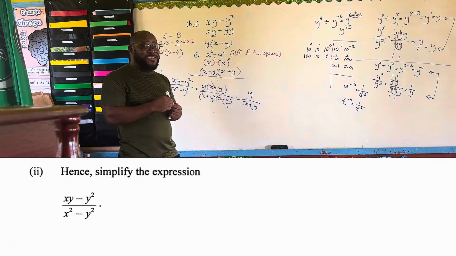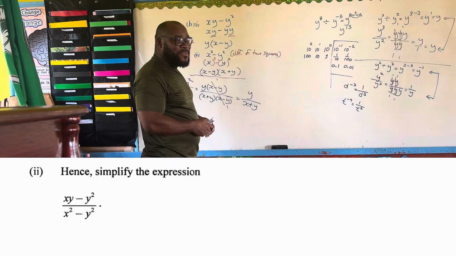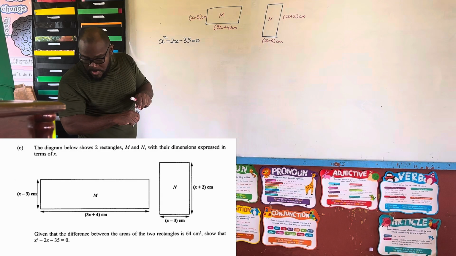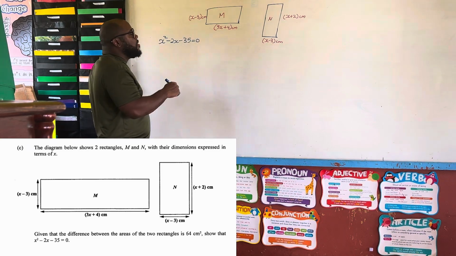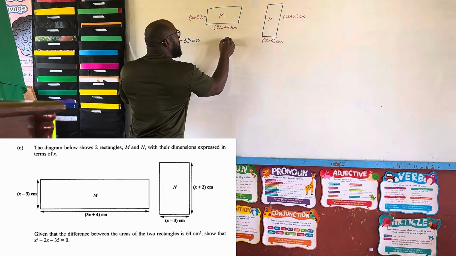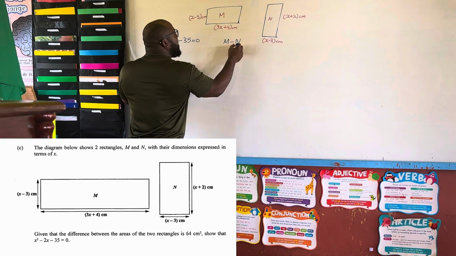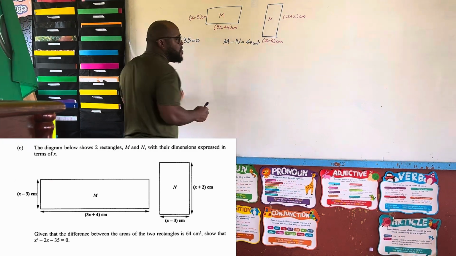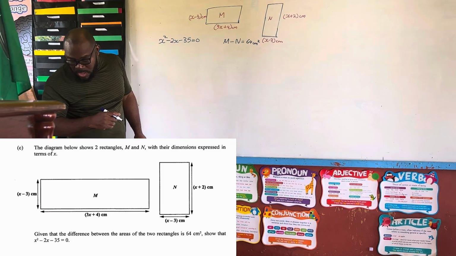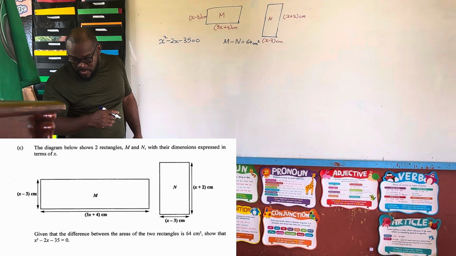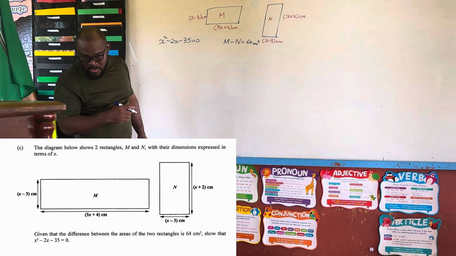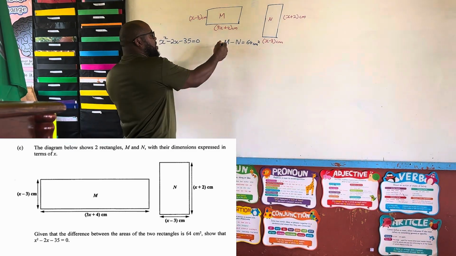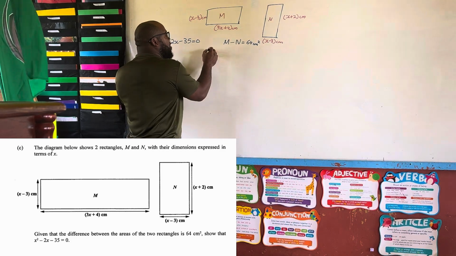So, let me just stop it. And listen, the difference between those two is what? The difference between M and N is 64 centimeters squared. Good. So they say the difference of the areas. So how do we find the areas for this? Let's go. What's the area for M?